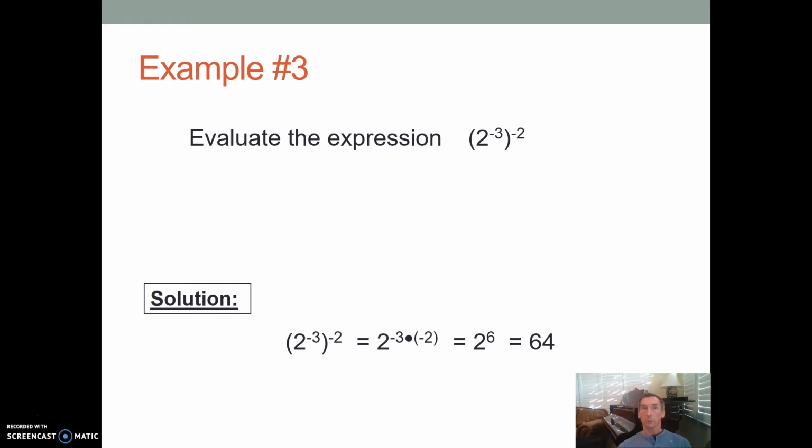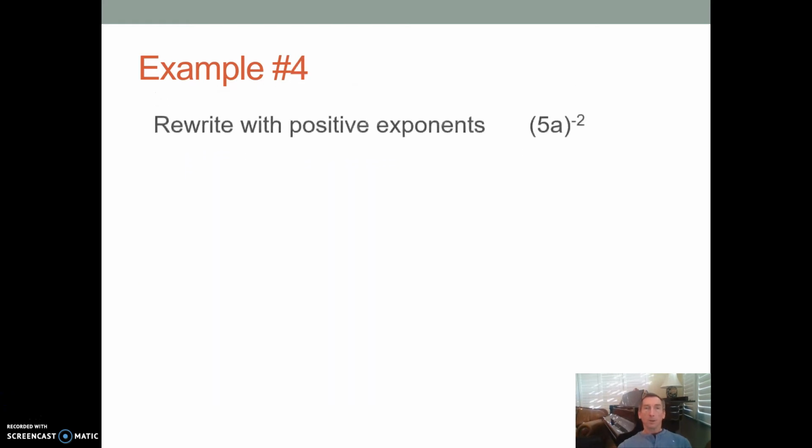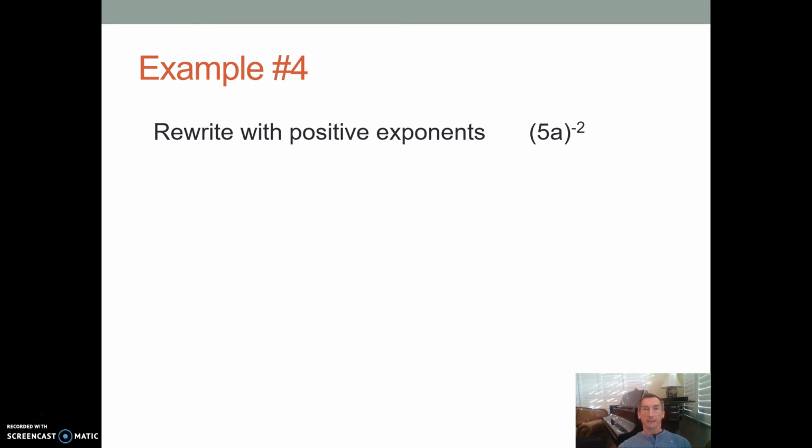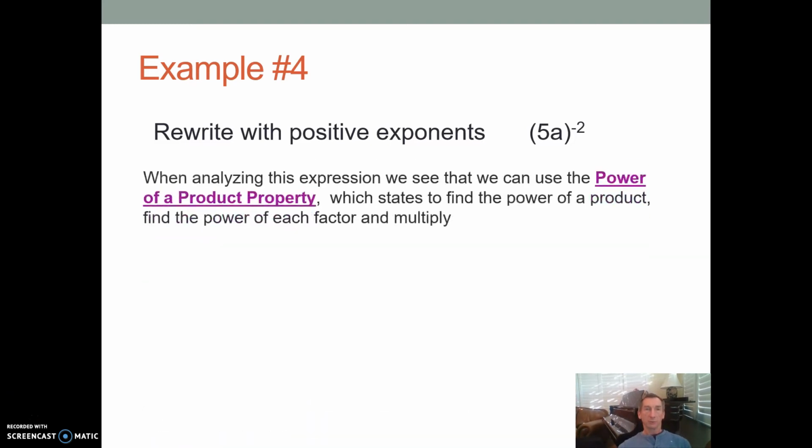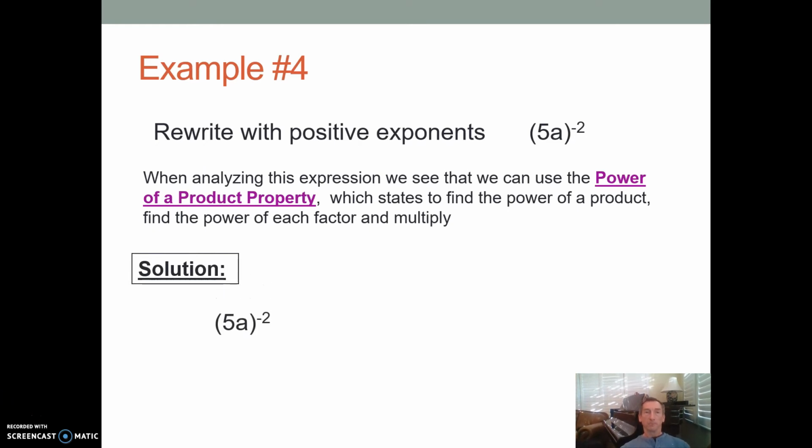Okay, let's move on to something a little more difficult here. Example 4. We're going to look at this expression, (5a) to the negative 2. So now I've got a product instead of an integer being raised to the negative 2 power. In this case, we can use the power of a product rule, which states that to find the power of a product, we simply break it apart and raise each part to the exponent. In this case, the exponent is negative 2. So break it apart, we have 5 to the negative 2 times a to the negative 2.